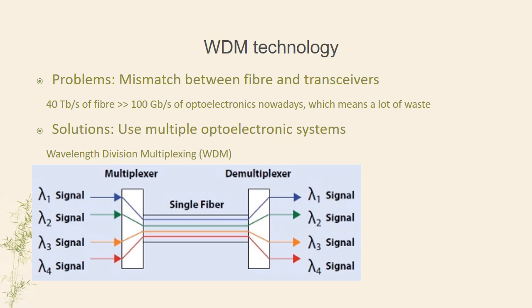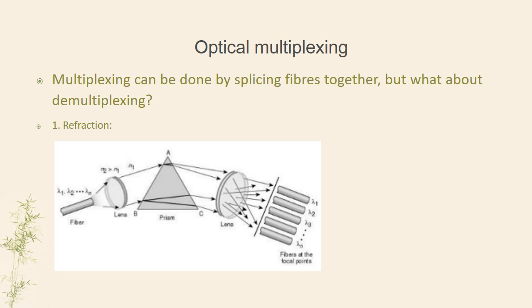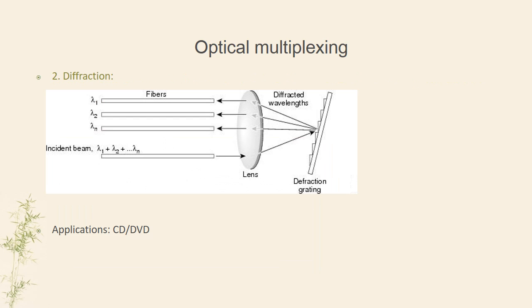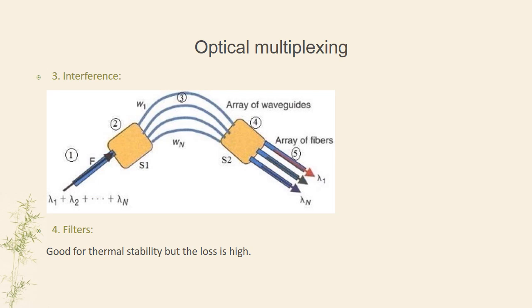To solve this problem, we use multi-optoelectronic systems, and wavelength division multiplexing is exactly what we need. In this way, different wavelengths are combined and transmitted through the fiber. But how do we demultiplex those signals on the receiver side? Well, there are several ways. We can demultiplex by reflection, by diffraction, by interference, and by filters.